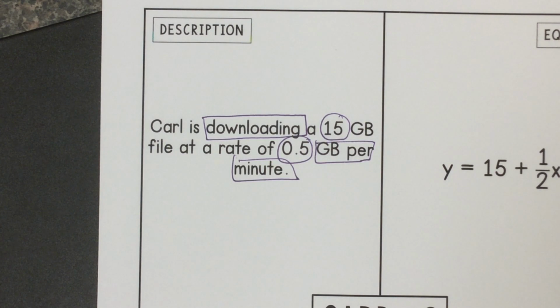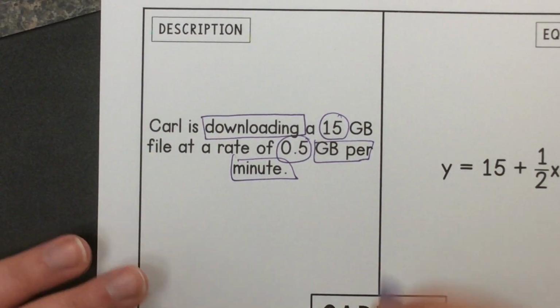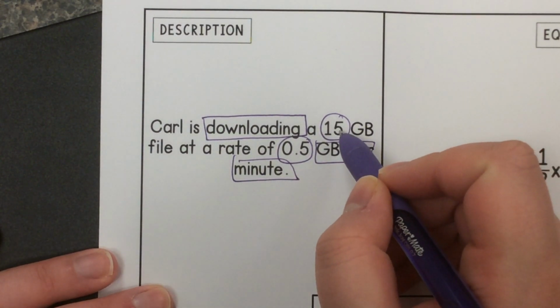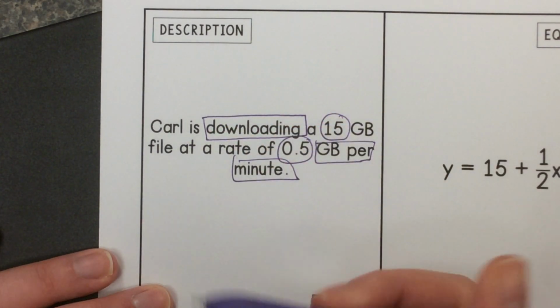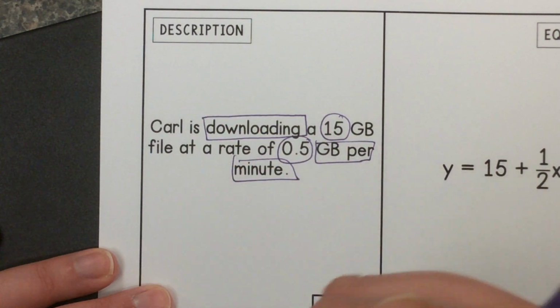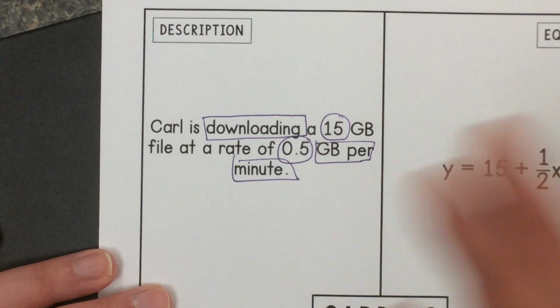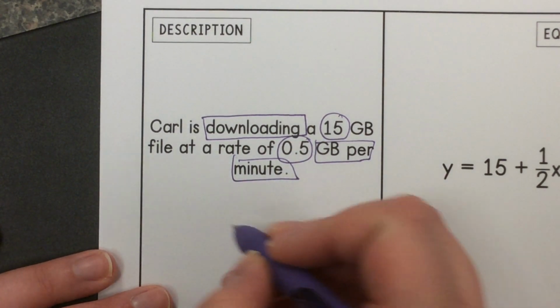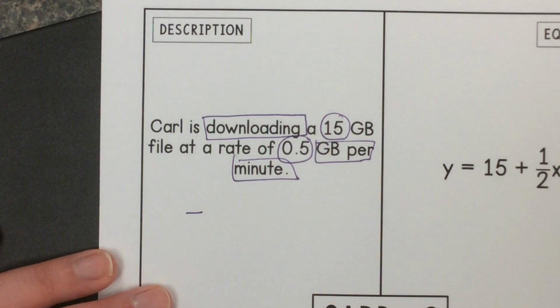So if we are downloading something, that means we're starting at 15 and it's going down. So you're starting at 15 and you have 15 gigabytes to download. Then you've got 14, then you've got 13, and so on. So that would make it negative because we're starting at 15 and we're going down, hence downloading.